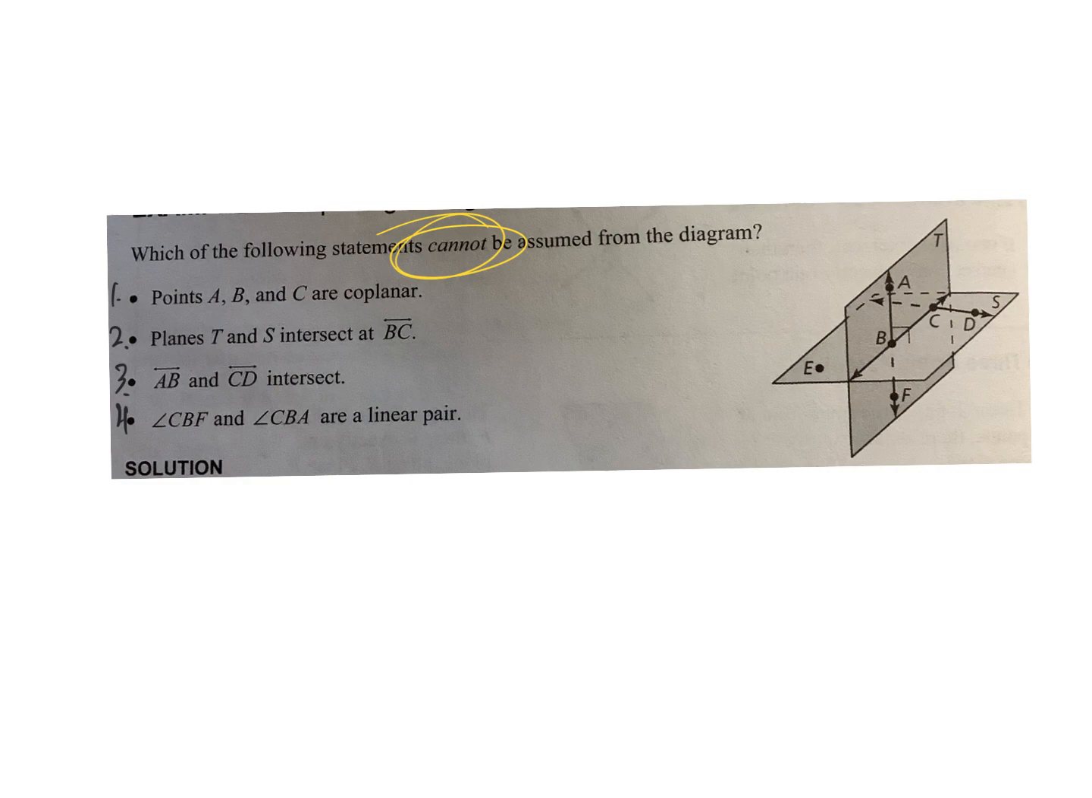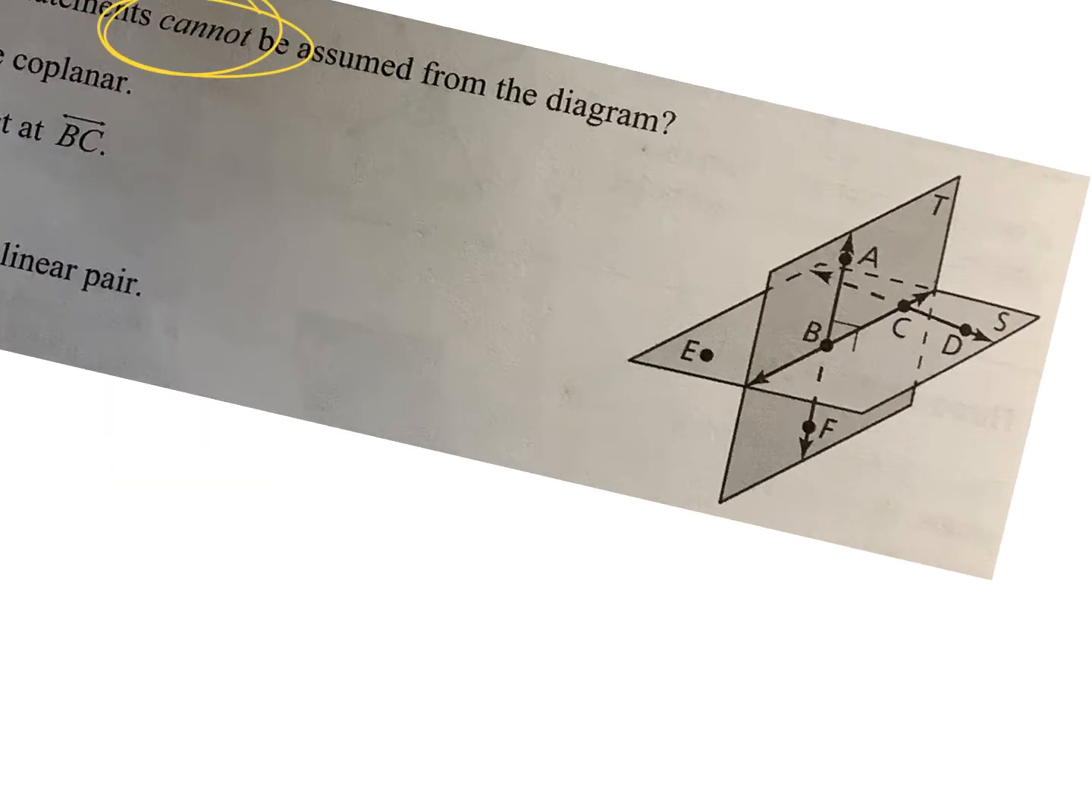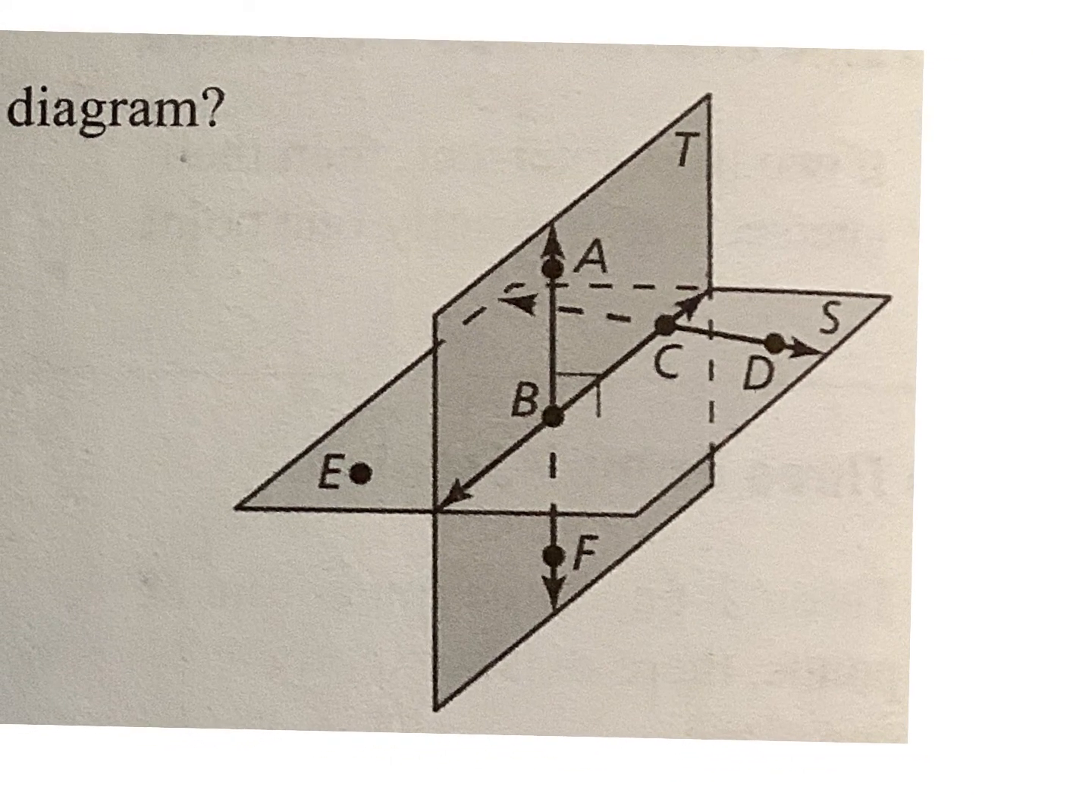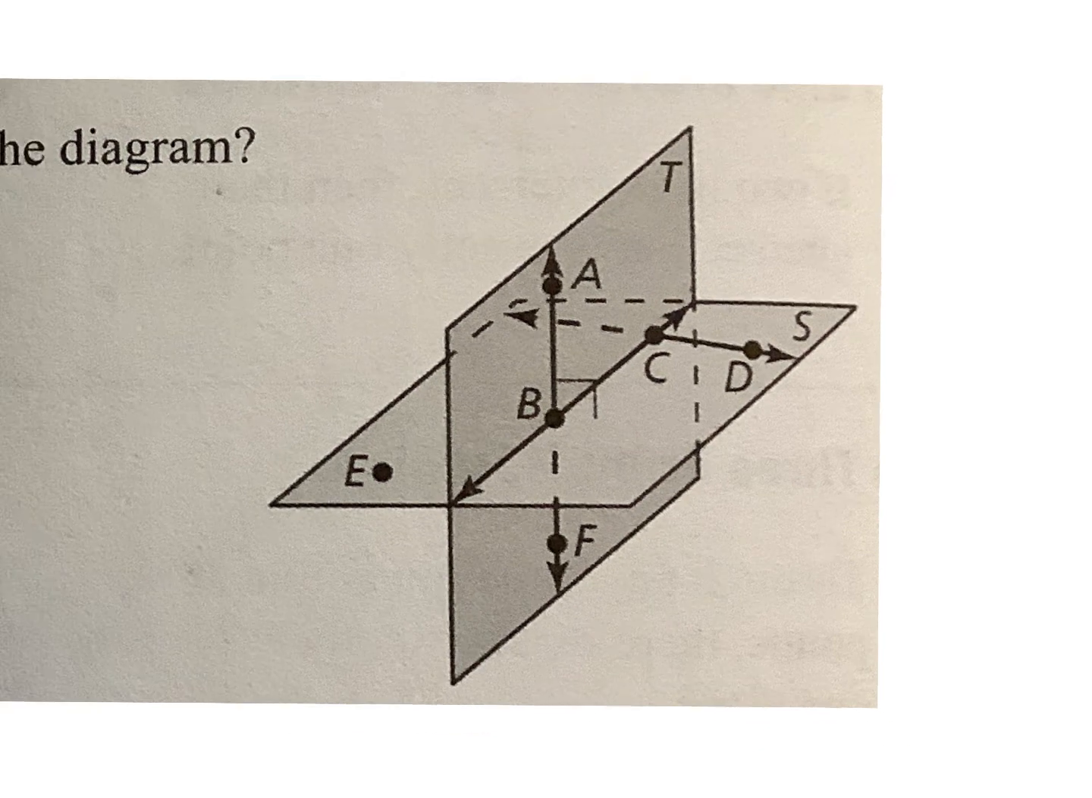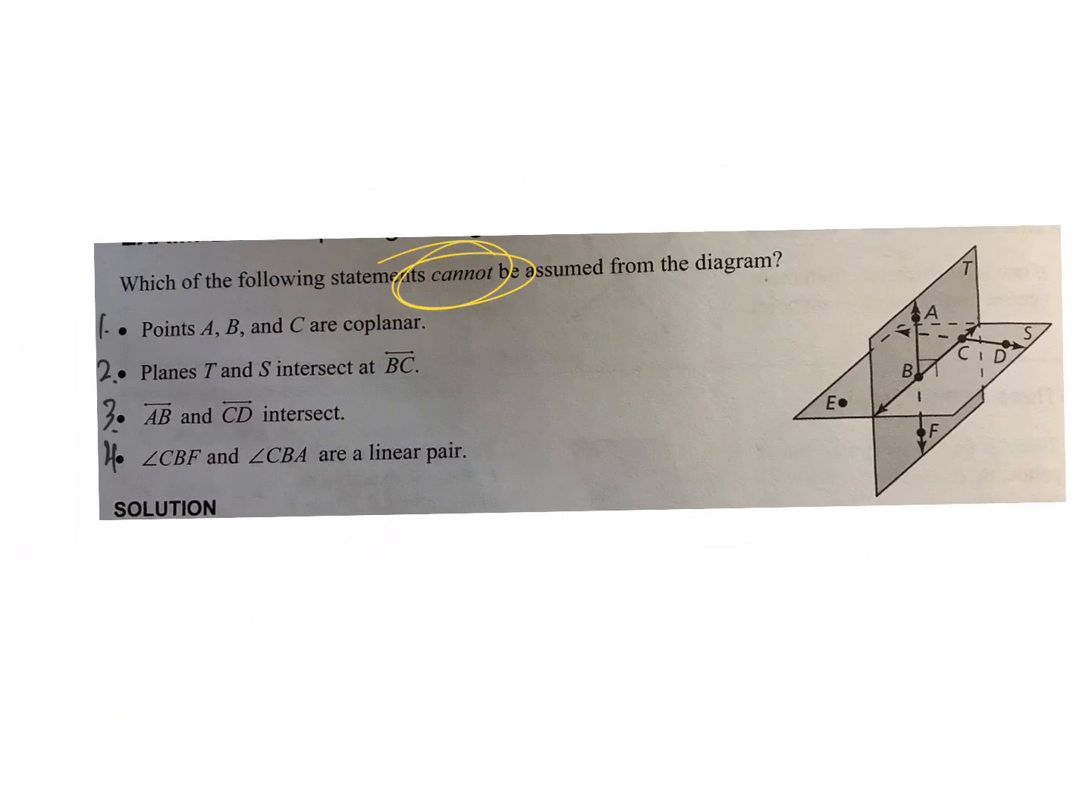Lines AB and CD intersect. Where's AB? There's AB and CD. Do those intersect? That would be false. You cannot assume that they intersect. They're skew lines. Okay? All right. Let's go back. So number 3 was the one that you cannot assume. Let's see if there's another one. Number 4.